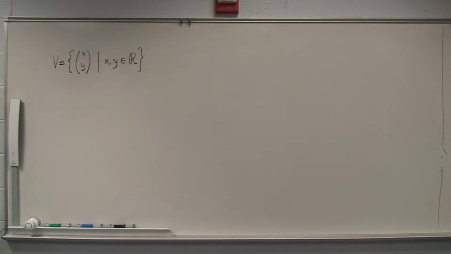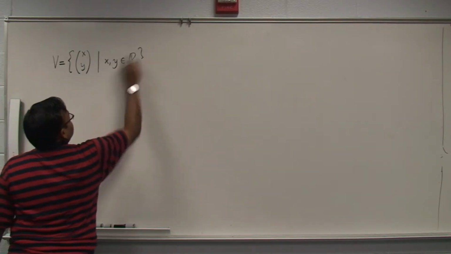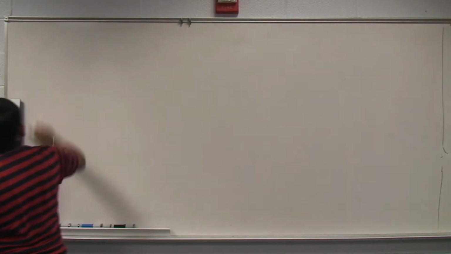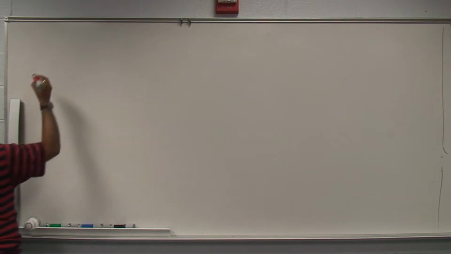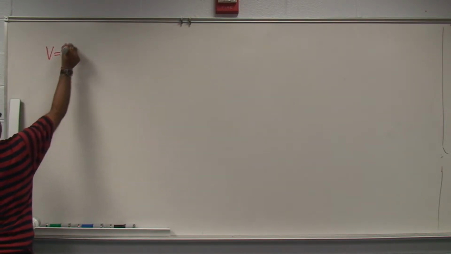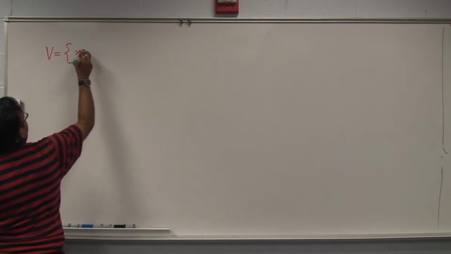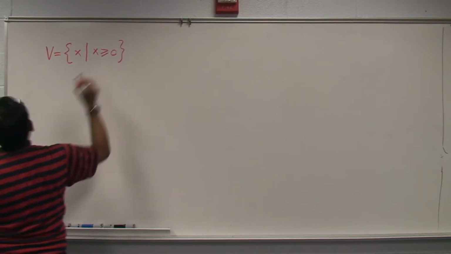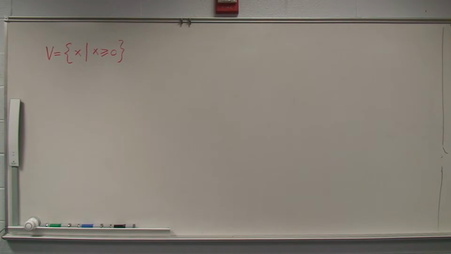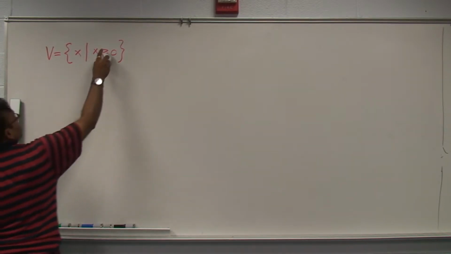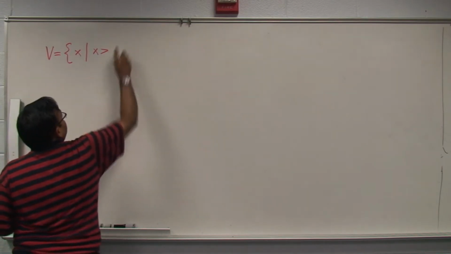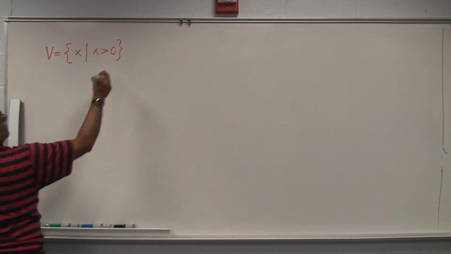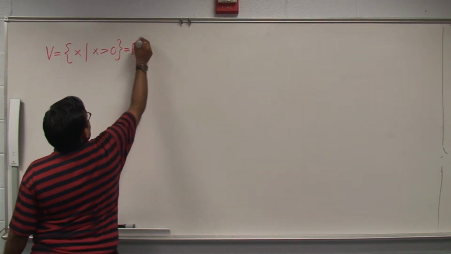So here is a new set, and I'll try to define new operations on it. So here's my new set V, which is basically all real numbers which are greater than or equal to 0. Or let me actually take out 0 because I don't want to create a problem. So all positive real numbers. You can think of it as all positive real numbers.